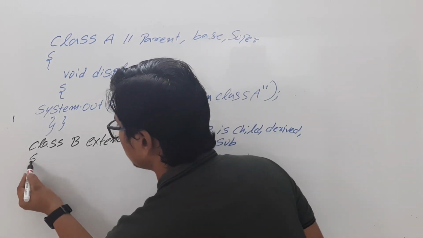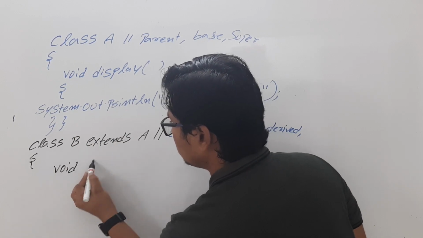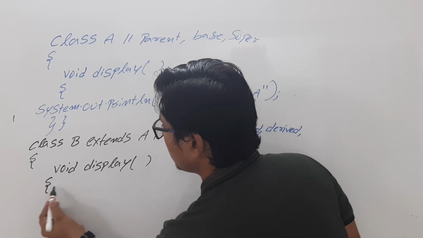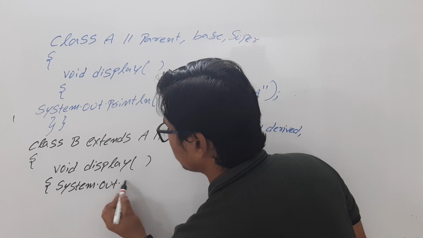Now in class B also you have the same method called display, and the return type is also the same, and the number of arguments is also the same. And here you are writing a statement called system.out.println.